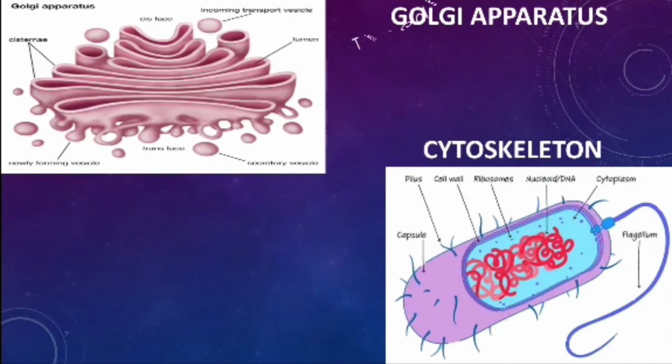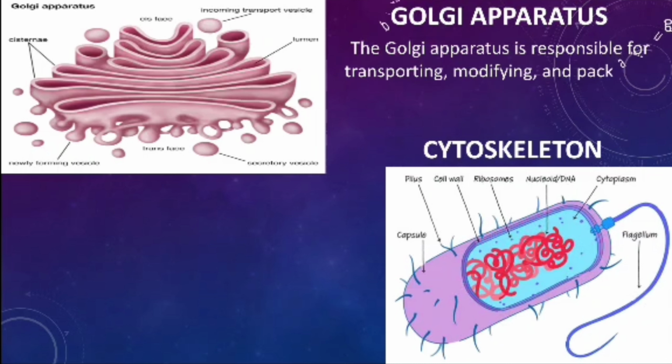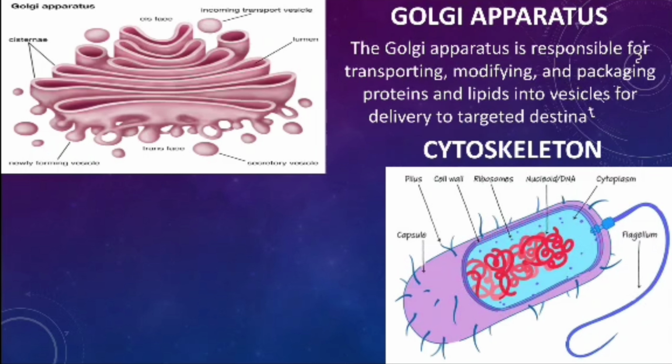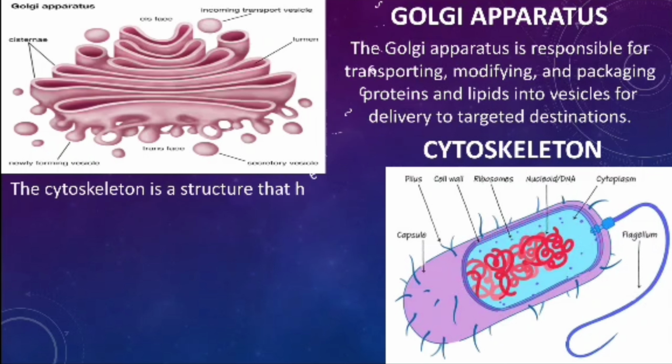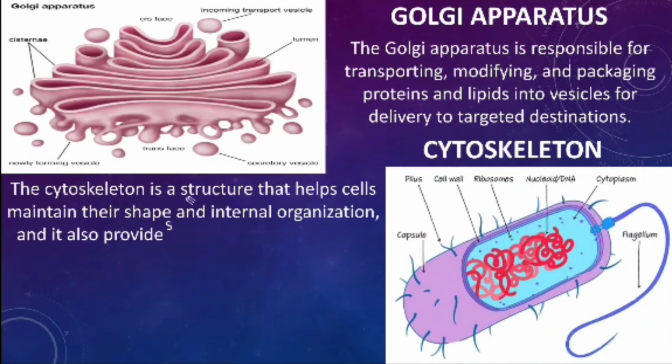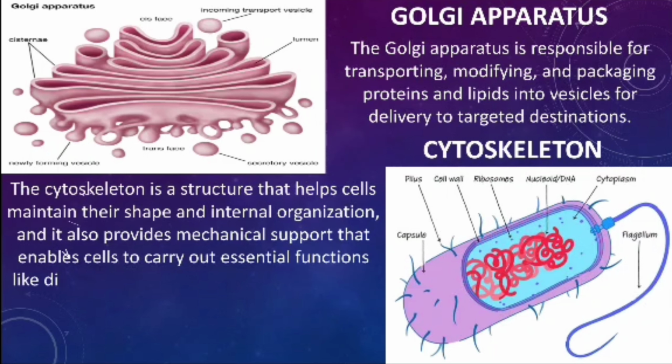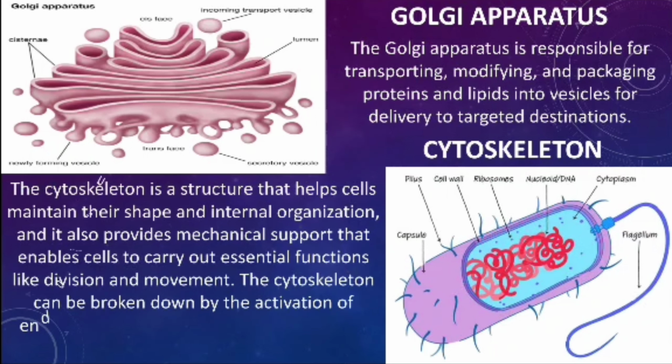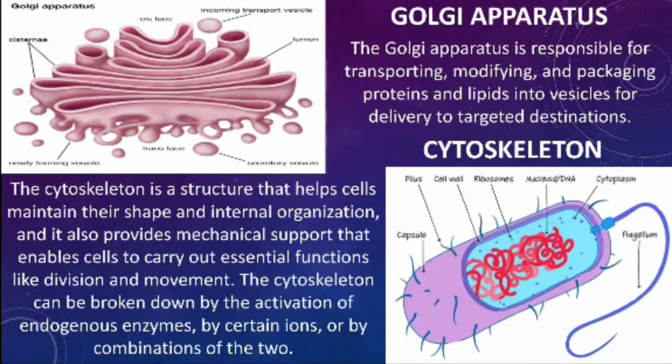Golgi apparatus. The Golgi apparatus is responsible for transporting, modifying, and packaging proteins and lipids into vesicles for delivery to targeted destinations. Cytoskeleton. The cytoskeleton is a structure that helps cells maintain their shape and internal organization, and it also provides mechanical support that enables cells to carry out essential functions like division and movement. The cytoskeleton can be broken down by the activation of endogenous enzymes, by certain ions, or by combinations of the two.